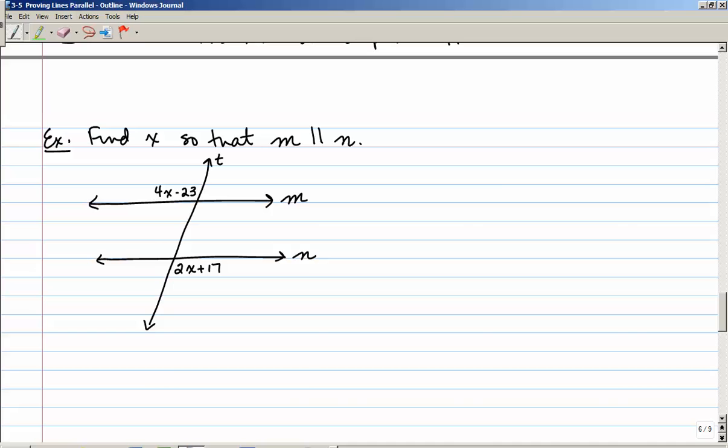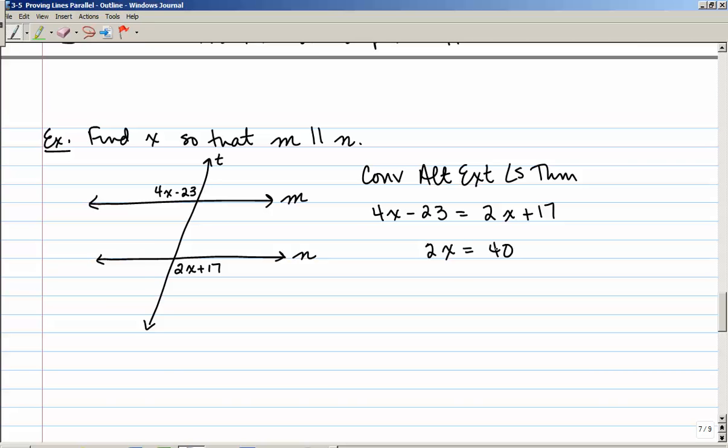Here's an algebraic problem. It says find the value of x so that the line M is parallel to the line N. So if M and N are parallel to each other, it looks like the angles where I have algebraic expressions in them are alternate exterior angles. So I'm going to be using the converse of the alternate exterior angles theorem, which says that if alternate exterior angles are congruent to each other, then the lines are parallel. So 4x minus 23 is equal to 2x plus 17, or 2x is equal to 40, so x is equal to 20. So when the value of x is 20, these two alternate exterior angles are congruent to each other, and line M is parallel to line N.